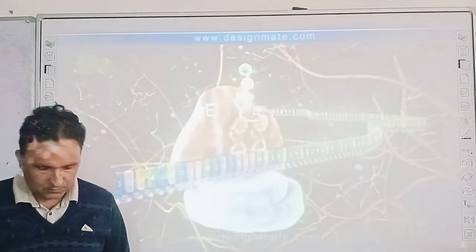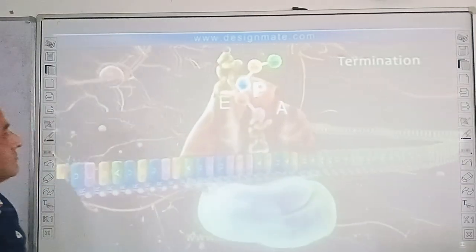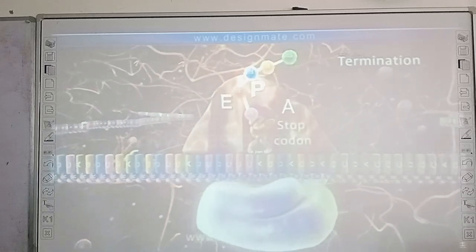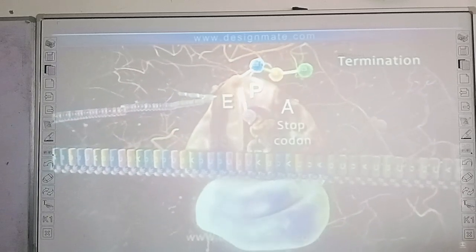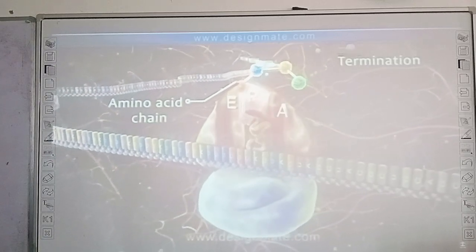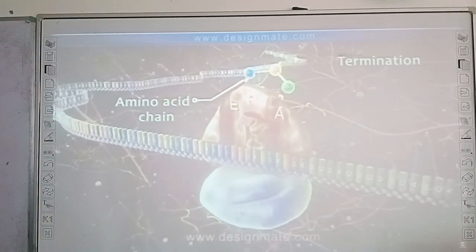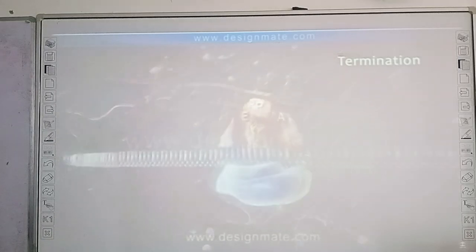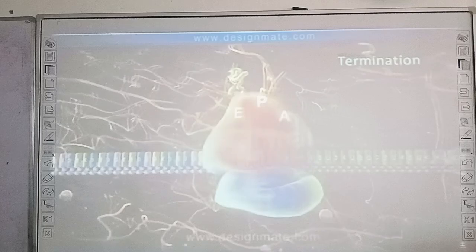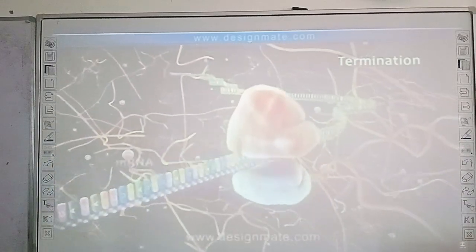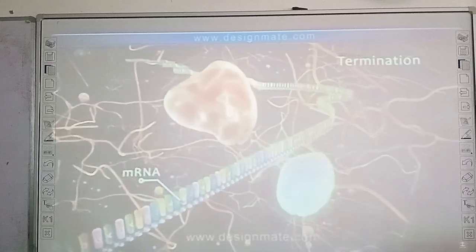The last stage of protein synthesis is the termination stage. When the ribosome reaches the stop codon UAG, elongation stops and the newly formed amino acid chain, which is the protein macromolecule, detaches from the ribosome. Subsequently, ribosomal subunits along with the tRNA dissociate from the mRNA.